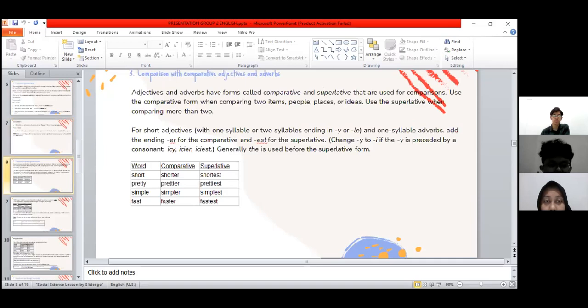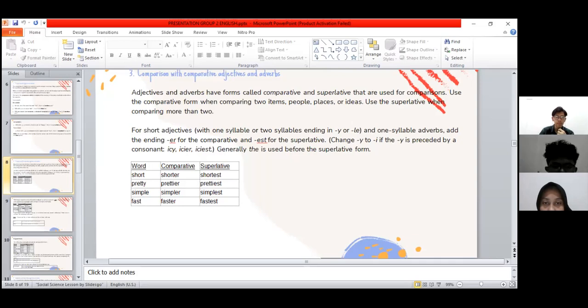Number three is comparison with comparative adjectives and adverbs. Adjectives and adverbs have forms called comparative and superlative that are used for comparison. Use the comparative form when comparing two items, people, places, or ideas. Use the superlative when comparing more than two. For short adjectives with one syllable, or two syllables ending in y or t, and one syllable adverbs, add er for the comparative and est for the superlative. Change y to i if the y is preceded by a consonant. For example, icy, icier, iciest.